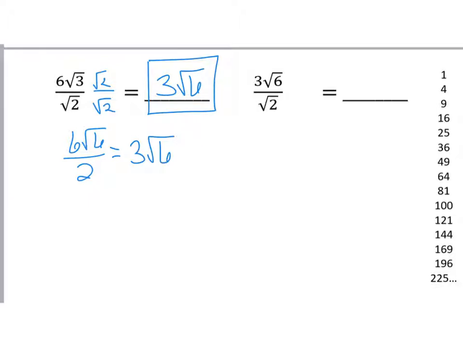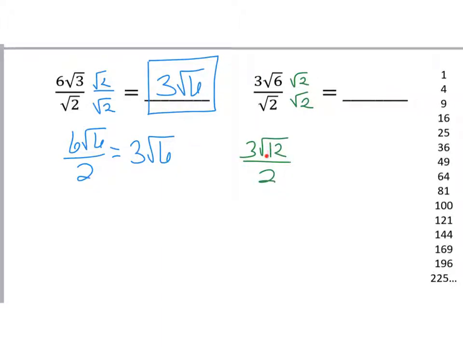All right, the next one, 3 square roots of 6 over the square root of 2. What am I going to do? Multiply where? Numerator and denominator by what? Square root of 2. What do I end up with in my numerator? 3 square roots of 12 over 2. Very good. Look at your square root.